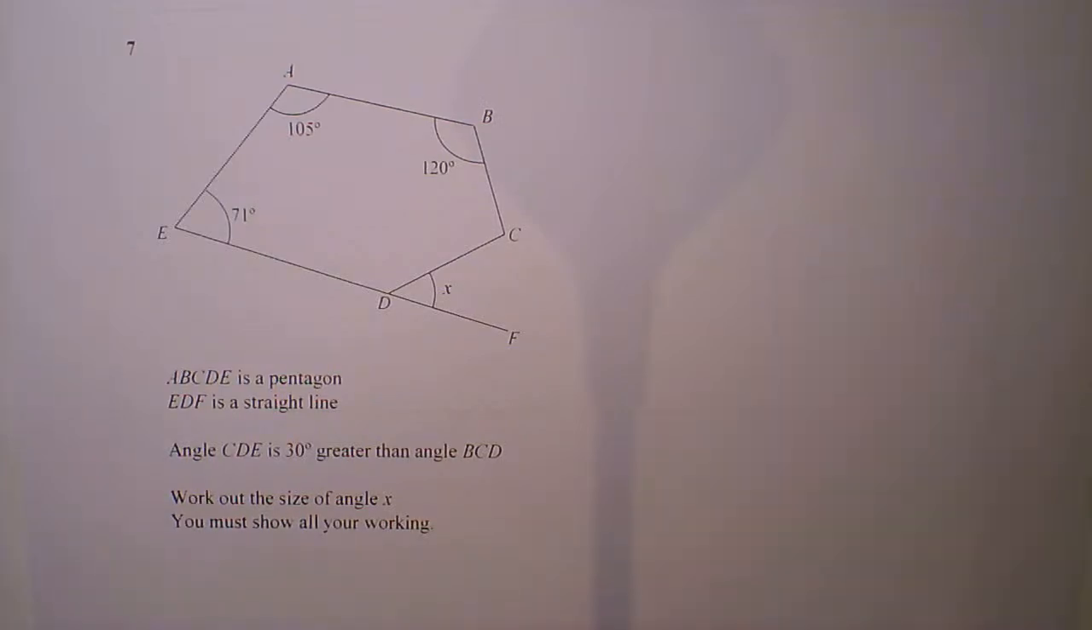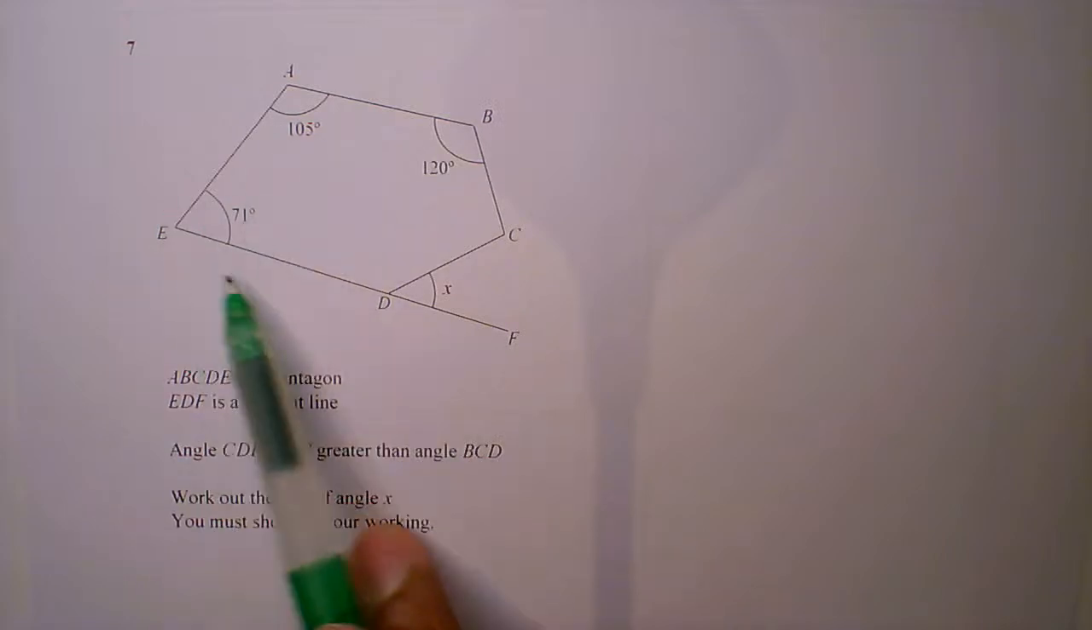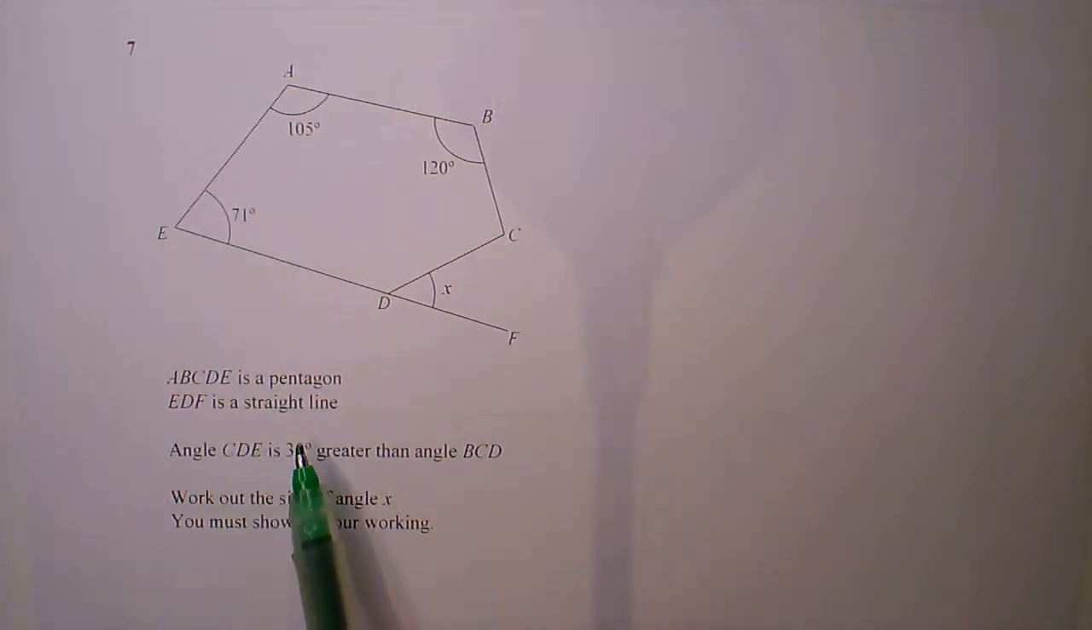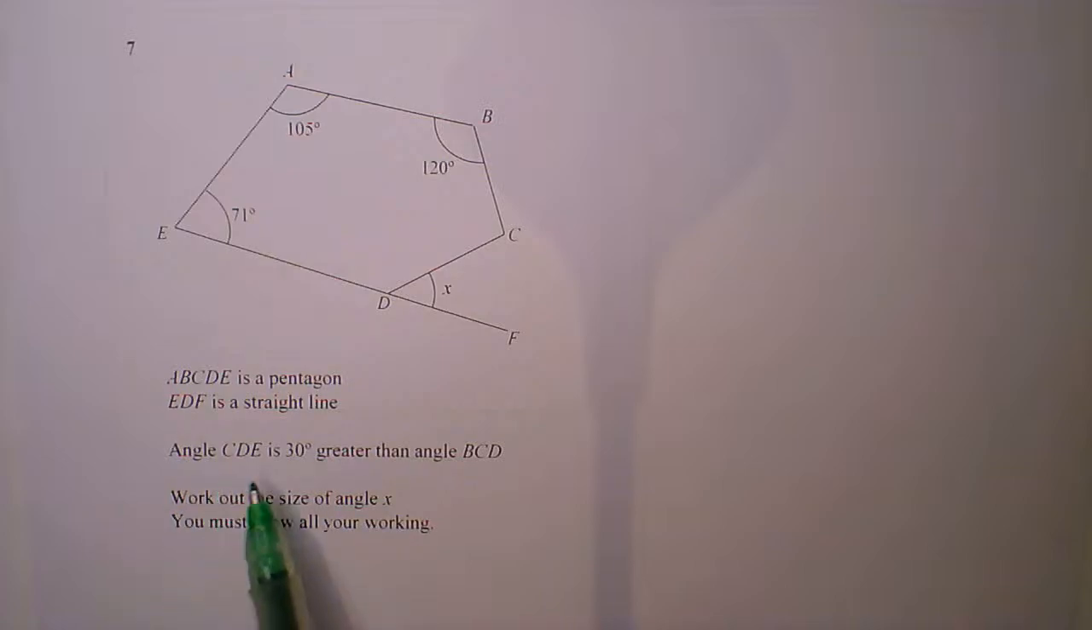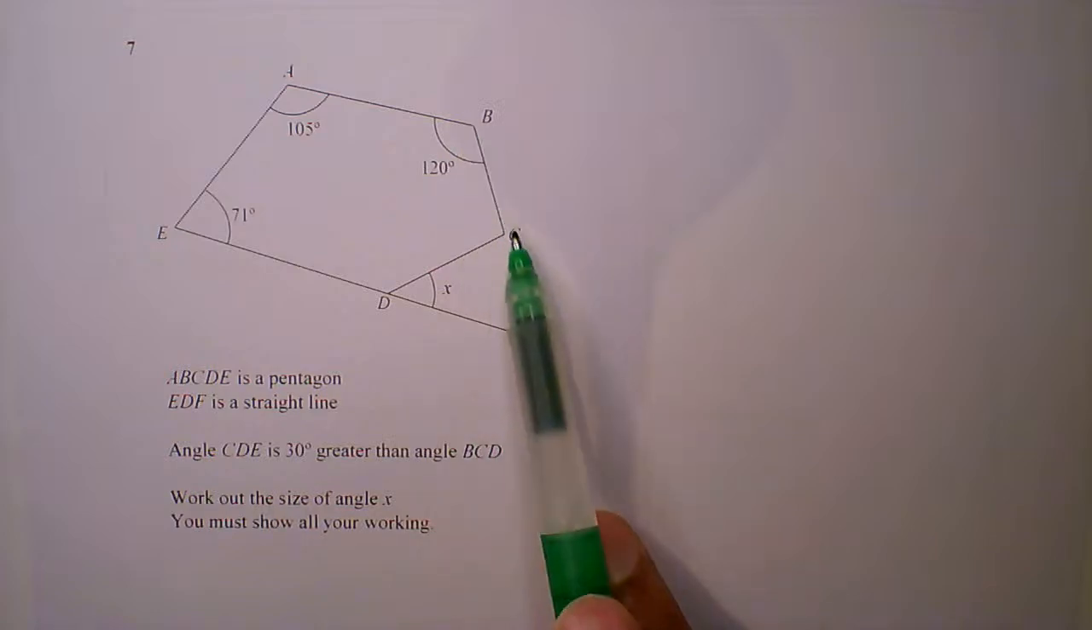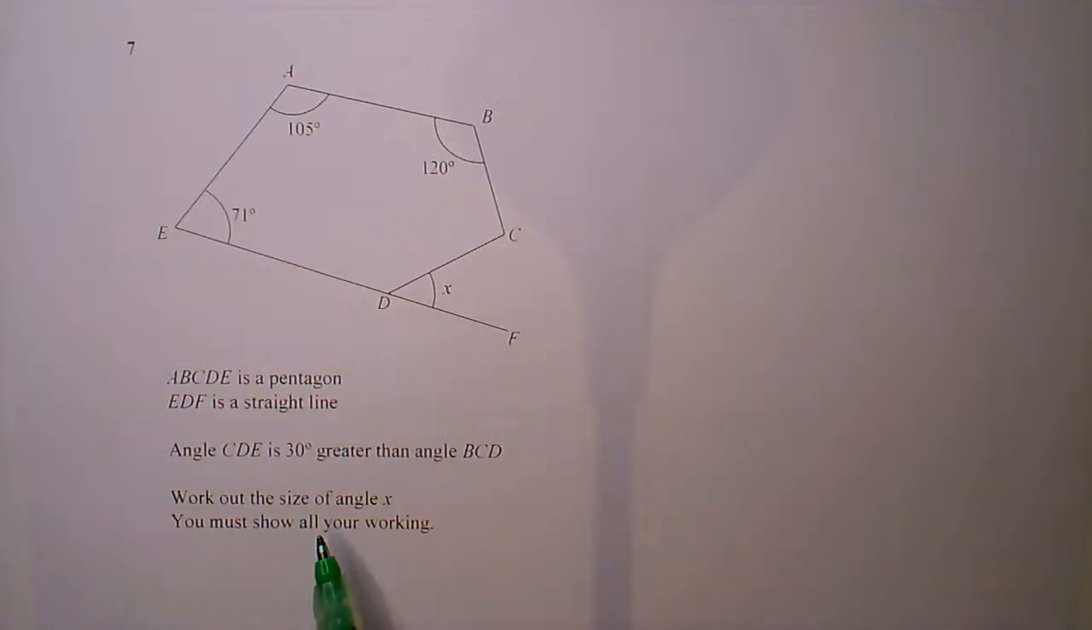Okay, question 7. We have this diagram. ABCD is a pentagon. EDF is a straight line. Angle CDE is 30 degrees greater than angle BCD. Work out the size of angle X. So angle X is there. You must show all your working out.